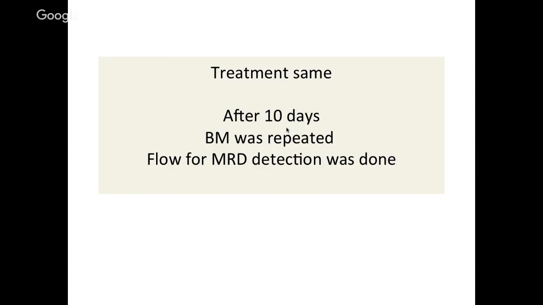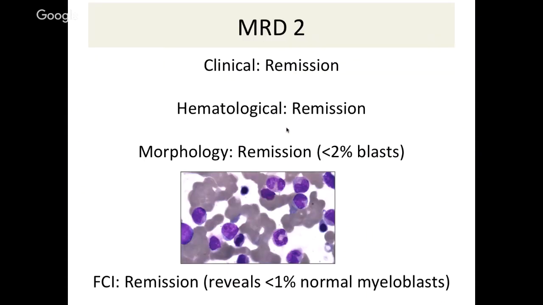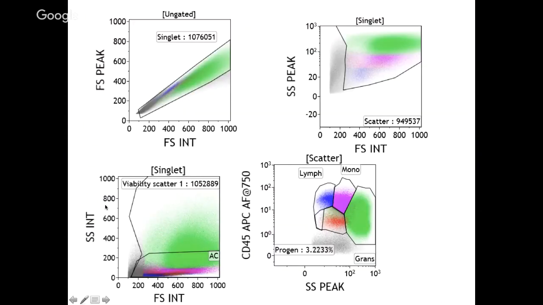Because we have never seen a case like this, 22% blast. So we repeated the bone marrow and we again studied the morphology and MRD. Now look at the smears, hardly any blast, maybe 1% or 2% blast, no blast. And we did the flow, same patterns.